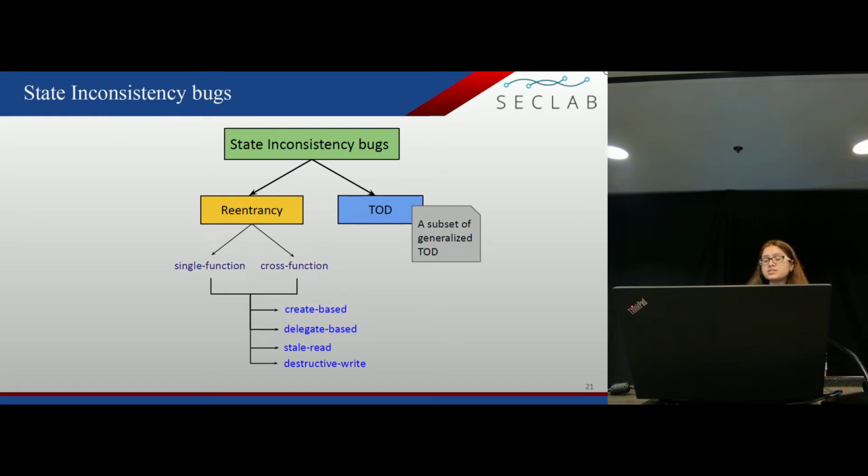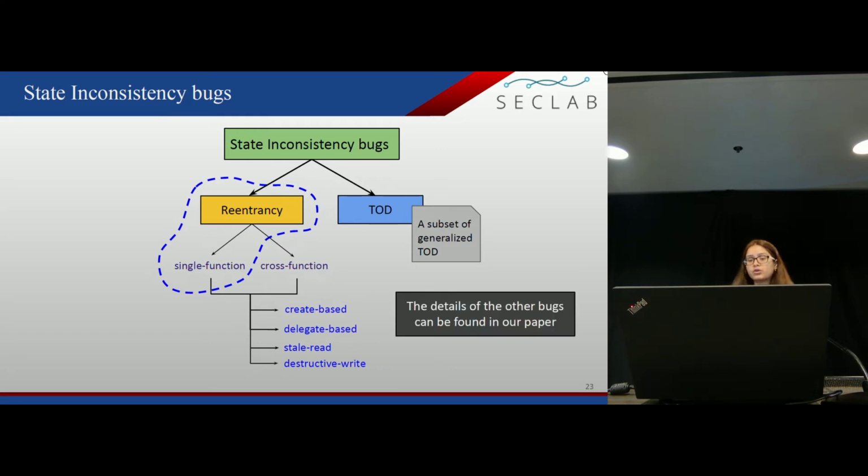Here, TOD is a subset of the generalized TOD where we only care about whether the transaction order dependence influences the ether flow out of a contract. For reentrancy, we deal with single-function and cross-function reentrancy and some other variants of reentrancy. They are create-based, delegate-based, tail-read, destructive write, etc. For the sake of this presentation, I'm only going to talk about the simplest case of reentrancy, which is single-function reentrancy. To know the details about other bugs, please check out our paper.